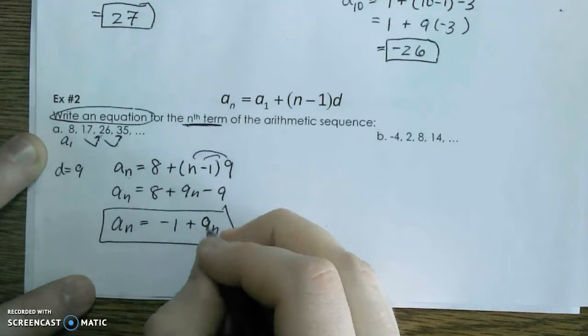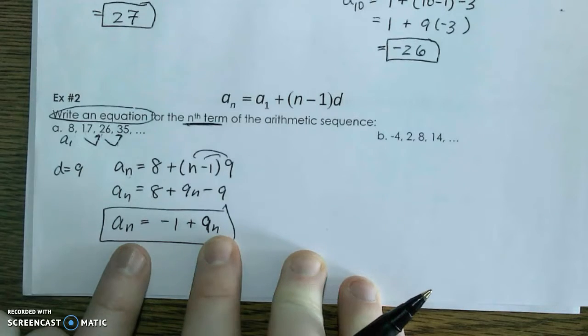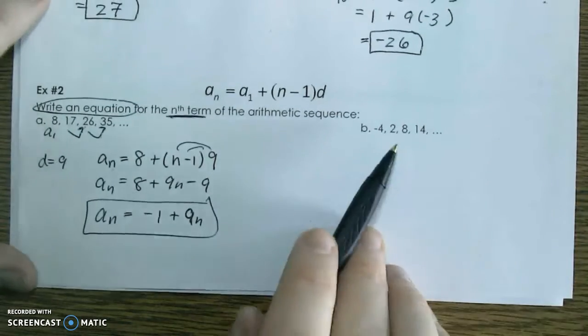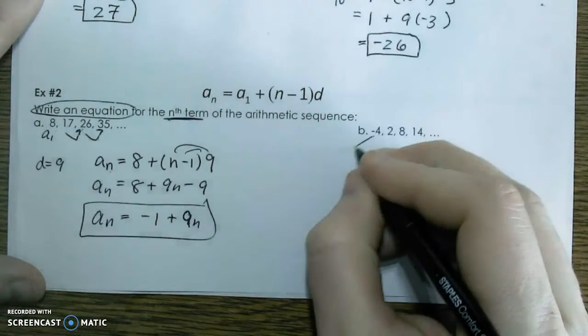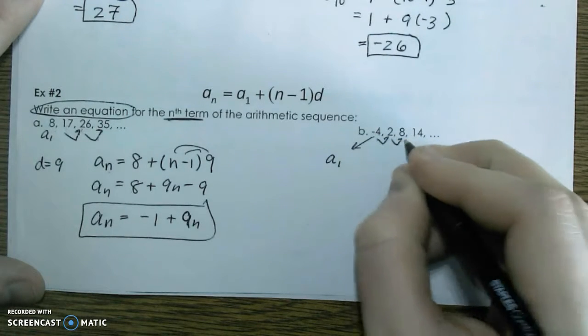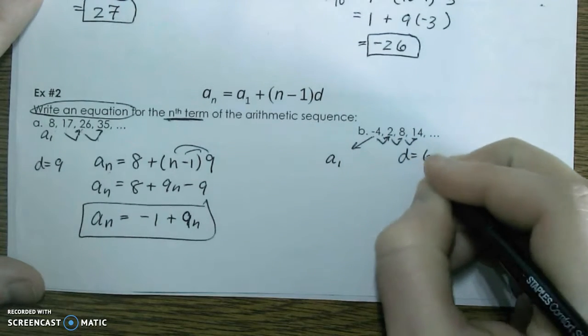So if we're writing an equation of the nth term, it should be a simplified equation where there are still n's in the equation. If you want to try part B on your own, you can pause the video now. But what we're going to do is start with negative 4. That's my a sub 1. And then we look at what we're going up by each time, and it looks like we're adding 6 each time, so my common difference is 6.